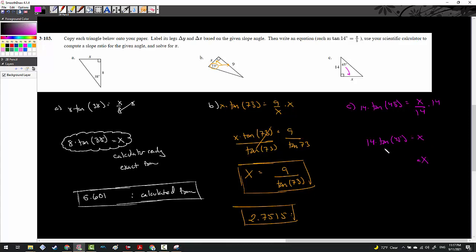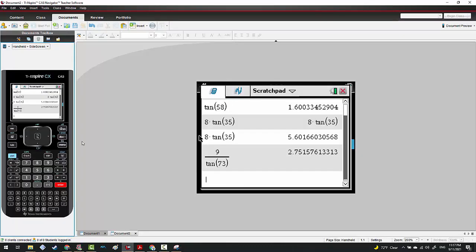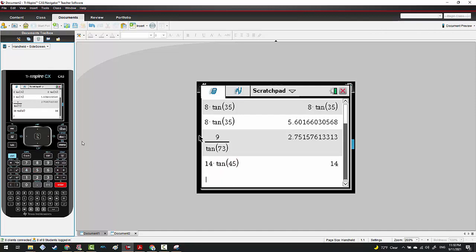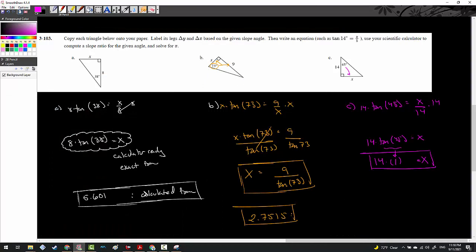Now, tangent of 45 is 1. How do I know? Well, it was written in our resource page, right? But if you don't believe me, it's no problem. Let's go ahead and calculate that in our calculators here. So from here, 14 times tangent of 45, boom, 14. Right, because tangent of 45 is 1. Because tangent has a slope ratio of 1 when the angle is 45 degrees.